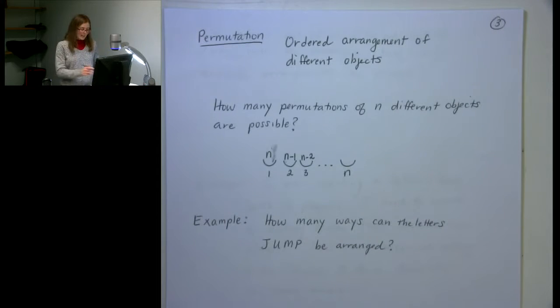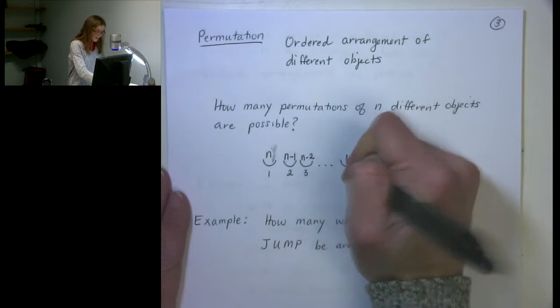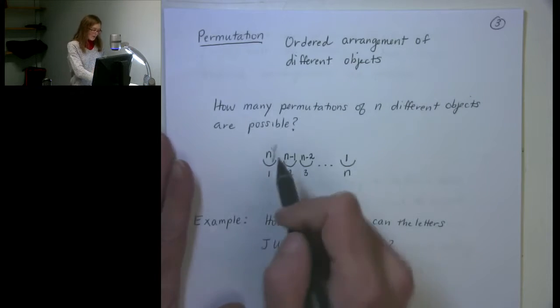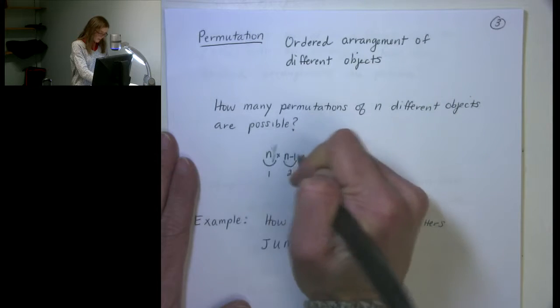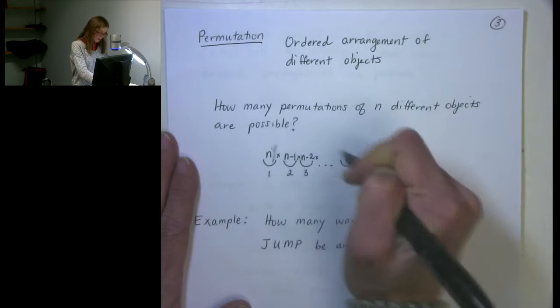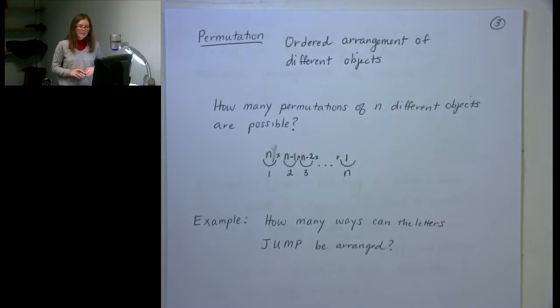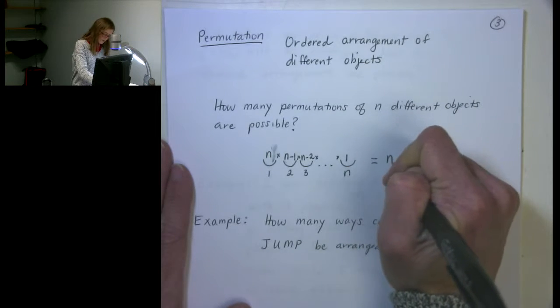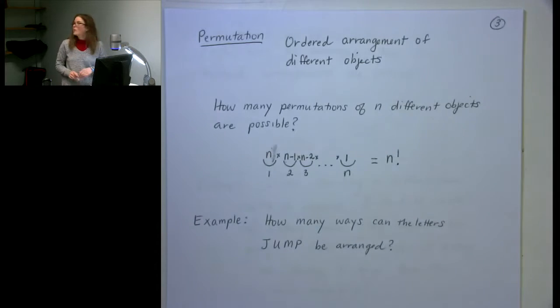Once I get to the last slot, there's only going to be one choice left because all the other n minus 1 objects have already been placed. So if I use the multiplication principle to say how many ways I could place these objects, you can see that the number of ways that I could permute them is n factorial.